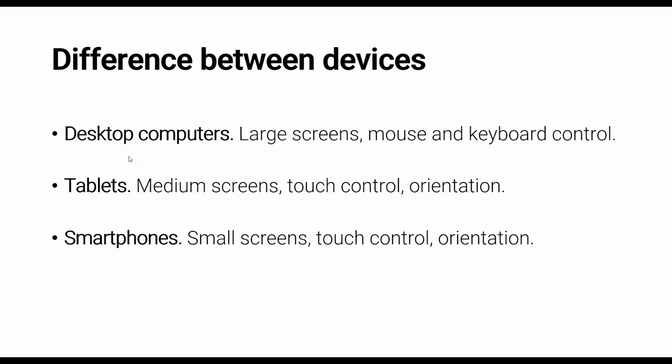Tablets have relatively large screens and touch control, which is totally different from a traditional mouse. Buttons for touch have to be bigger. Also, tablet devices support swipes for navigation, and a user can change the screen orientation, and the content should adapt respectively. As for smartphones, they have smaller touch screens.